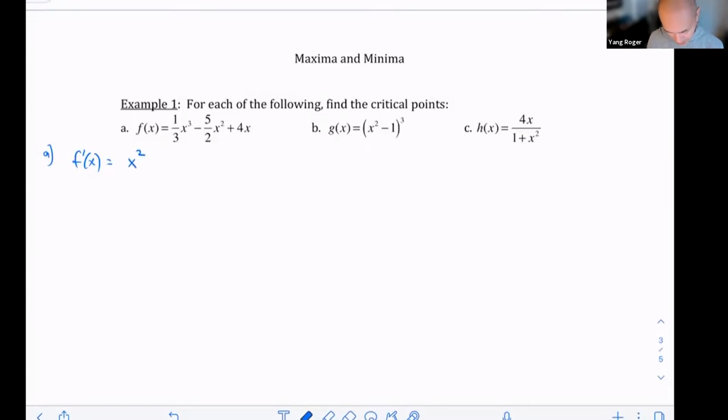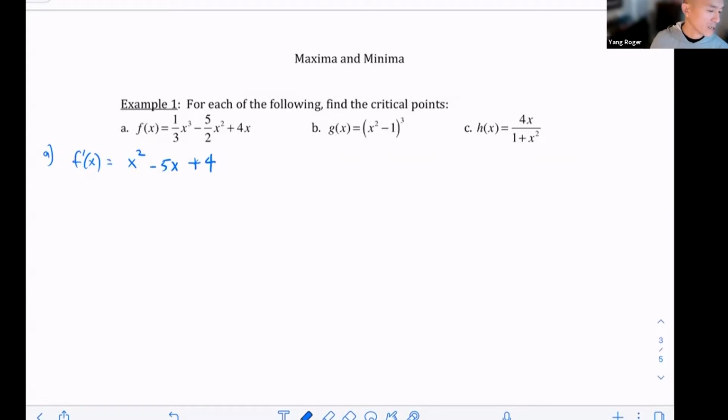And then I got minus 5/2 times 2 is just minus 5. And I subtract 1 from the exponent, so that gives you a 1. And then this is a constant multiple, right? The 4 stays there. The derivative of x to the 1 is 1 times x to the 0, which is 1. So this is just plus 4. Is there any questions about that?